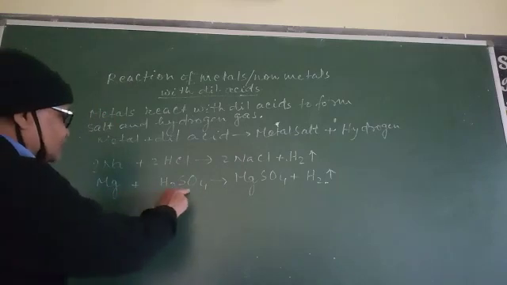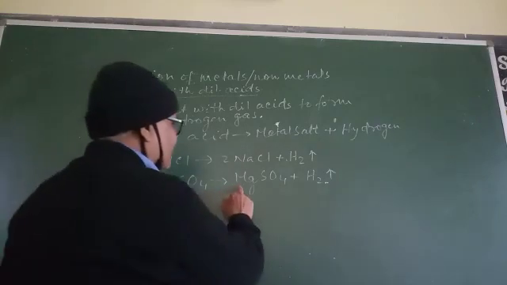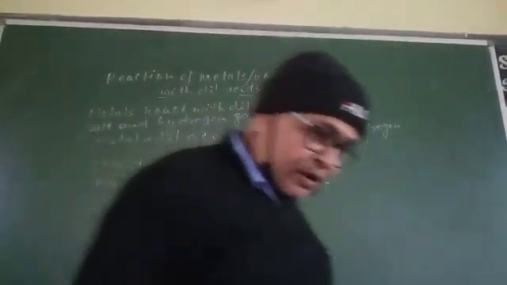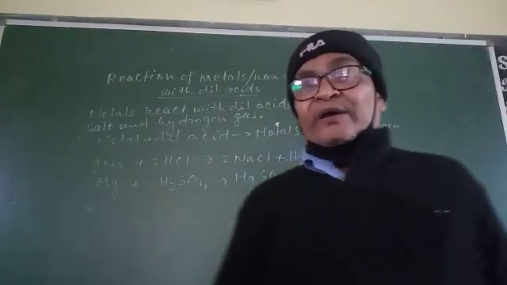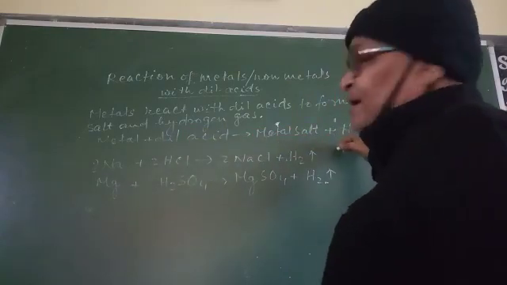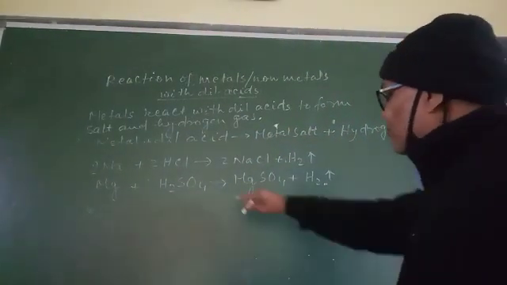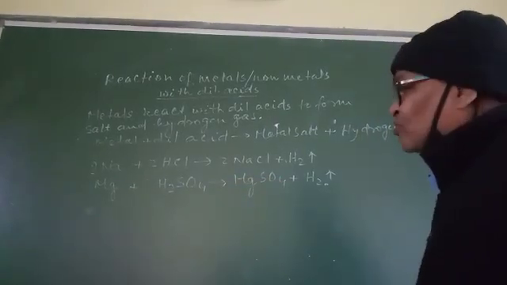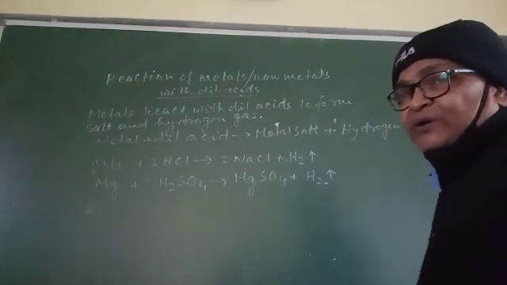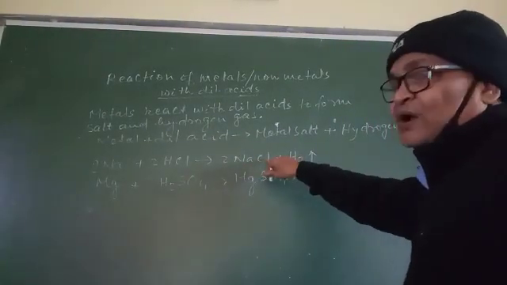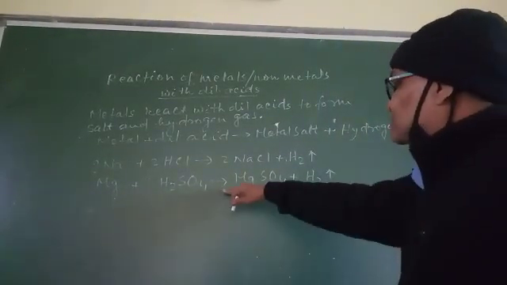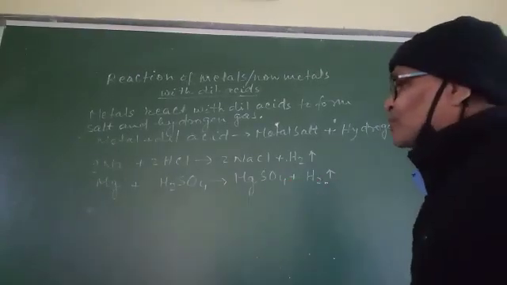Magnesium reacts with dilute sulfuric acid to form magnesium sulfate and hydrogen gas. It means metals react with dilute acid to form metal salt and hydrogen gas. The type of salt, the family of salt, depends on the type of acid. If we take hydrochloric acid, then metal chlorides are formed. When we take sulfuric acid, then metal sulfates are formed.